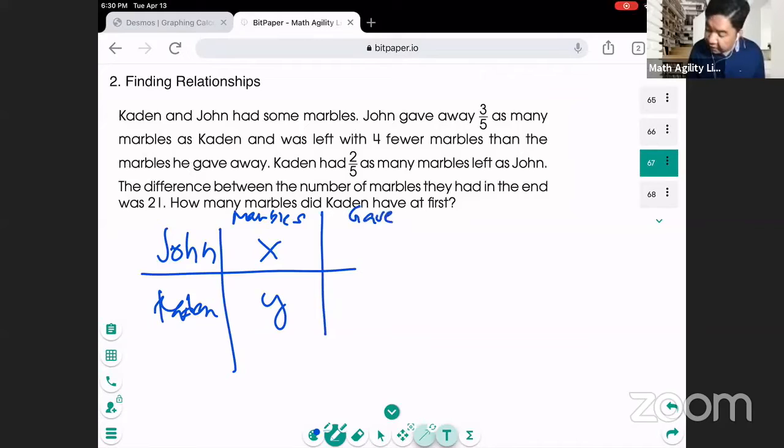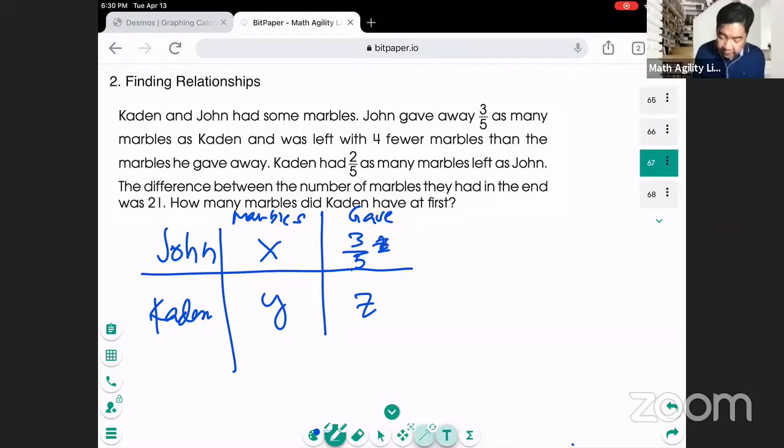gave 3/5 of Z marbles. I write Z for the number of marbles given away by Caden. So Caden had given Z, and then John gave 3/5 of that amount of Caden's marbles.